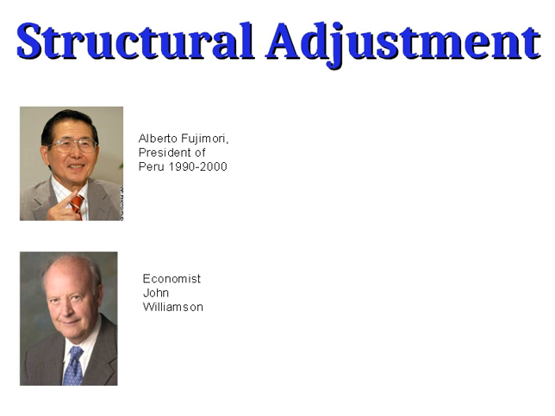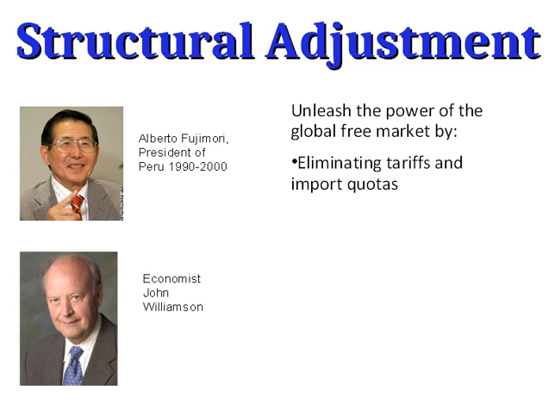Neoliberalism produced a specific package of reforms for countries that were having trouble with their economies that was known as structural adjustment. And we can think of a structural adjustment policy as being effectively the opposite of an import substitution philosophy. So, as a neoliberal approach, structural adjustment aimed to unleash the power of the global free market by first eliminating tariffs and import quotas.